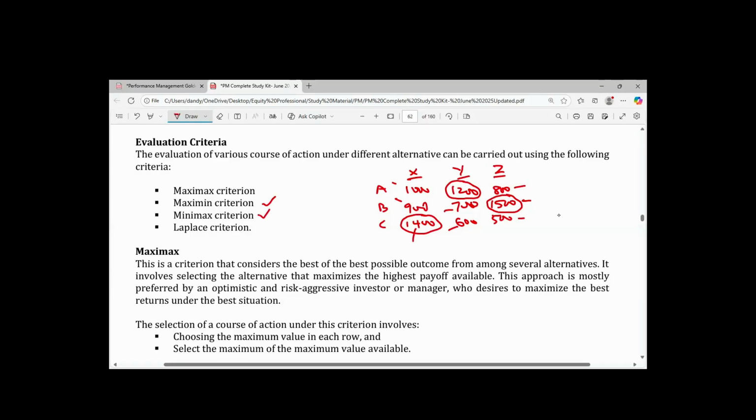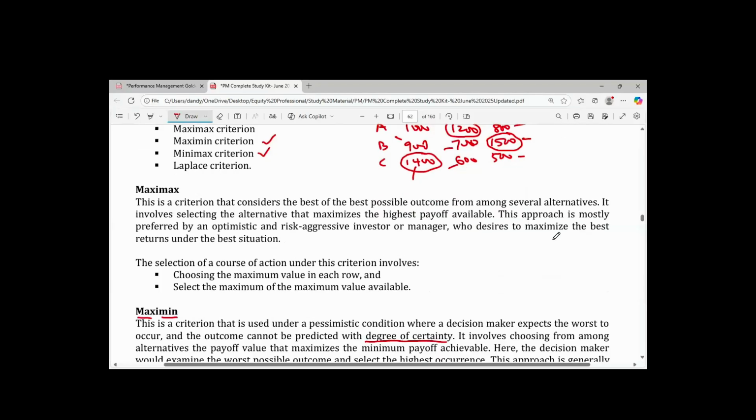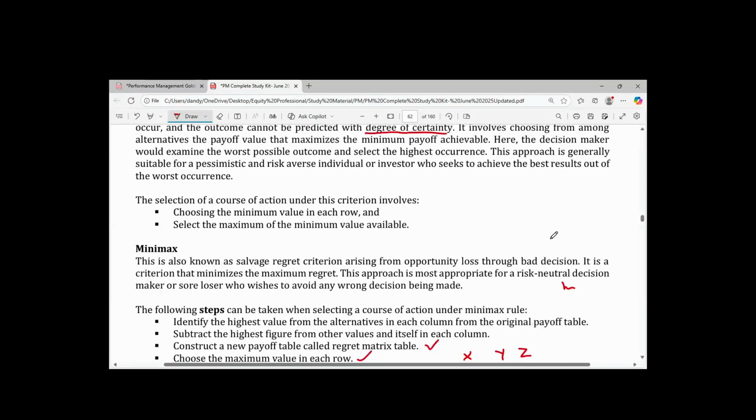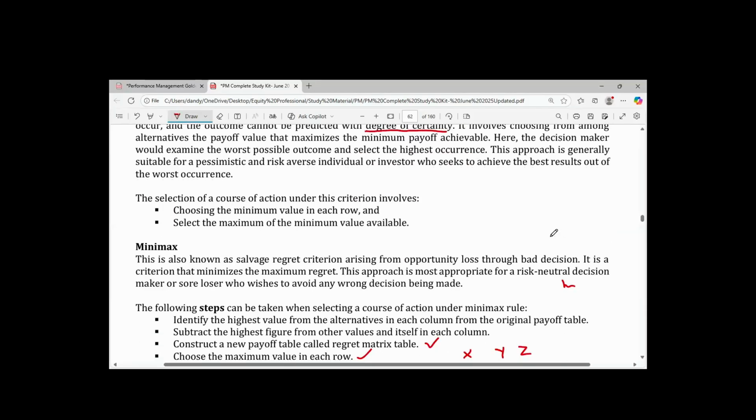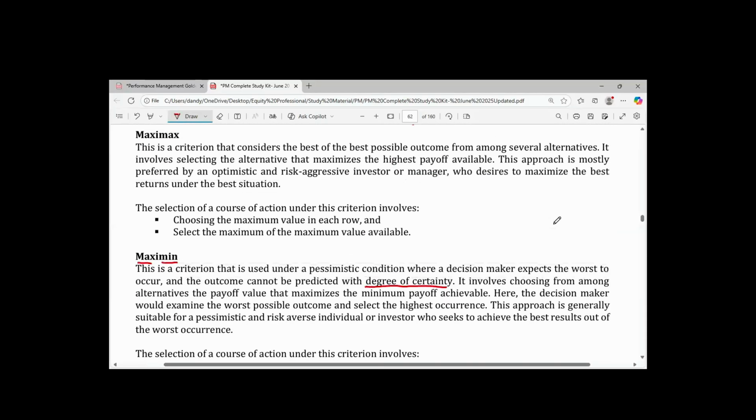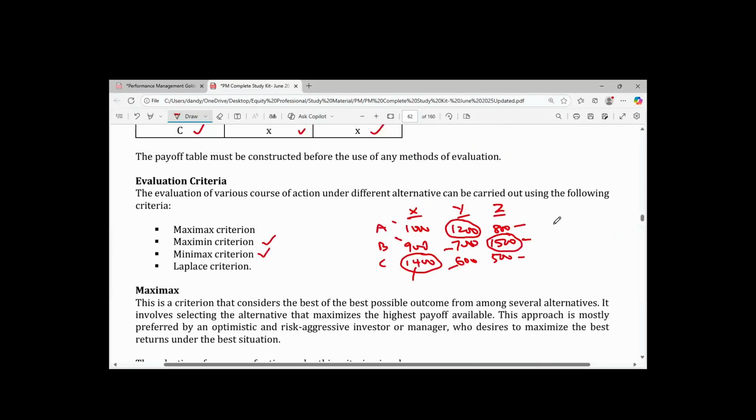Then the last one, which is the Laplace. We said that Laplace Bayes is also known as the principle of insufficiency, all right? Whereby you are supposed to assign the probability of occurrence to each state of nature, and we said that the probability you are going to assign will depend on the number of states of nature.